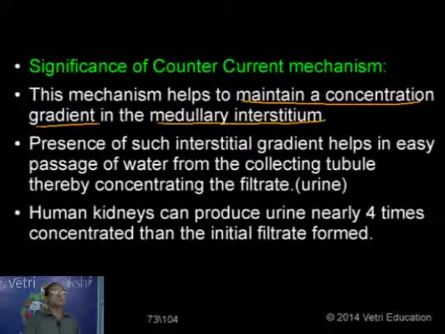Such a concentration gradient helps in allowing the easy passage of water from the collecting tubule into the interstitium, thus making the urine more concentrated. That is the main important function of the countercurrent mechanism. Our kidneys are actually producing urine 4 times more concentrated than the initial filtrate. So the urine formed at the end is 4 times more concentrated than the filtrate that is formed first. That is the main function affected by the countercurrent mechanism.